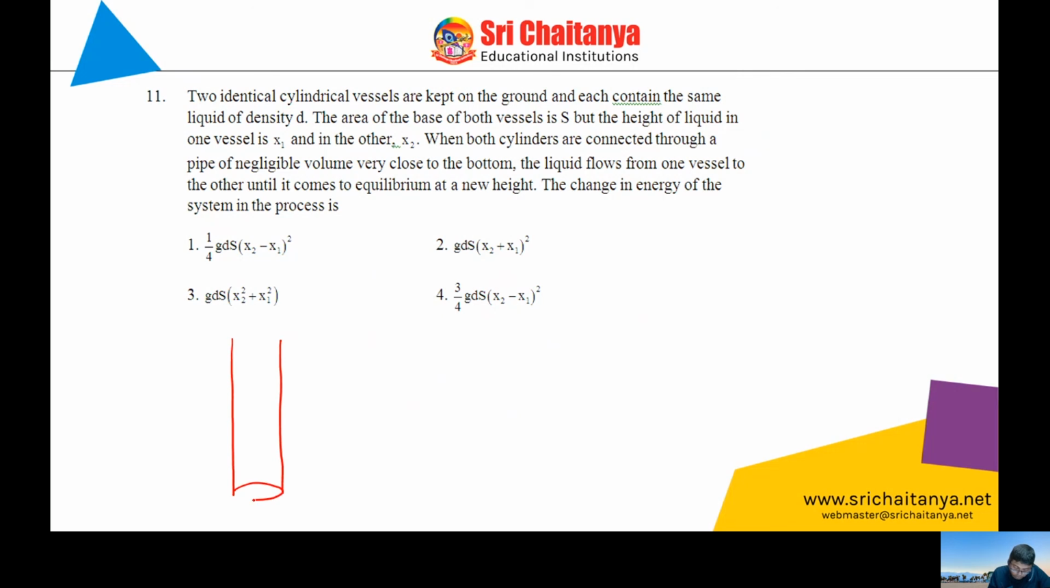Okay, this is one of the cylindrical vessels we are having. Say liquid is filled in this vessel to a height of some x1 that is given to us. Its cross-sectional area is S, that is also given to us.